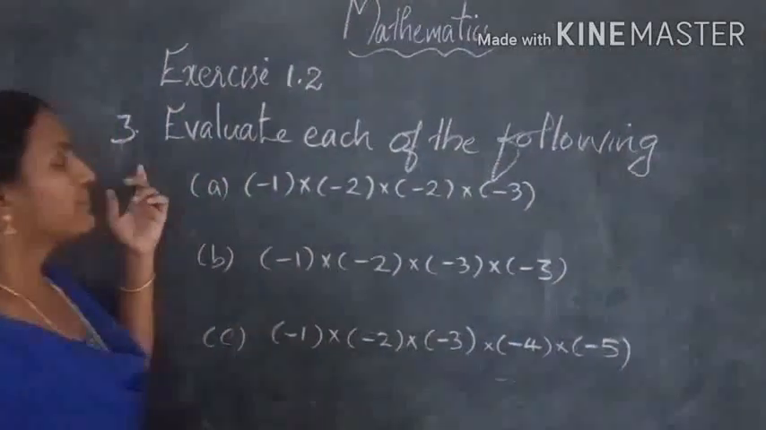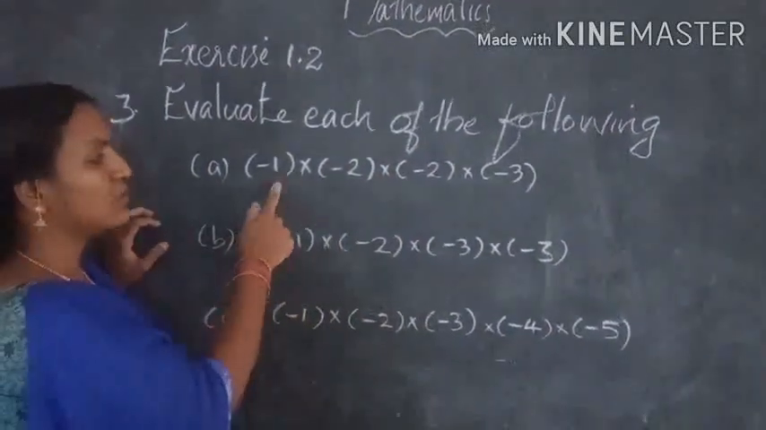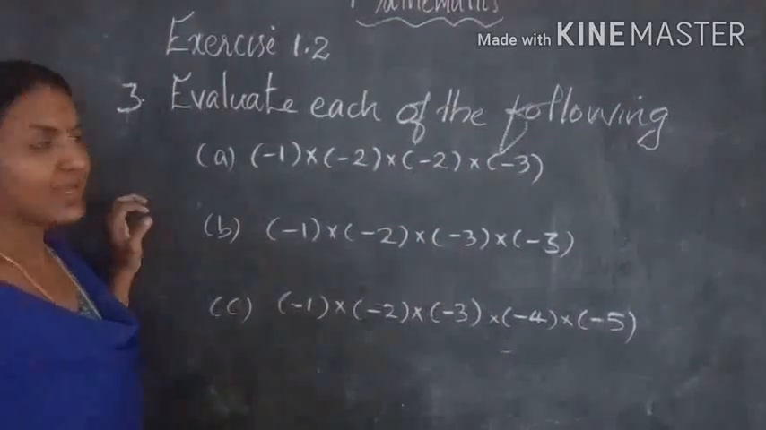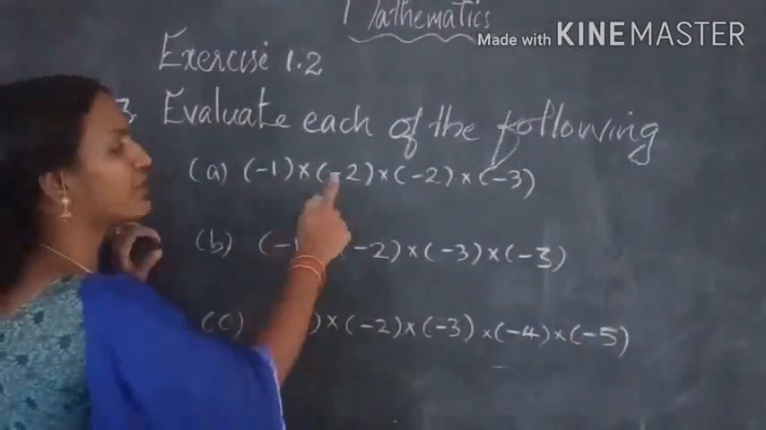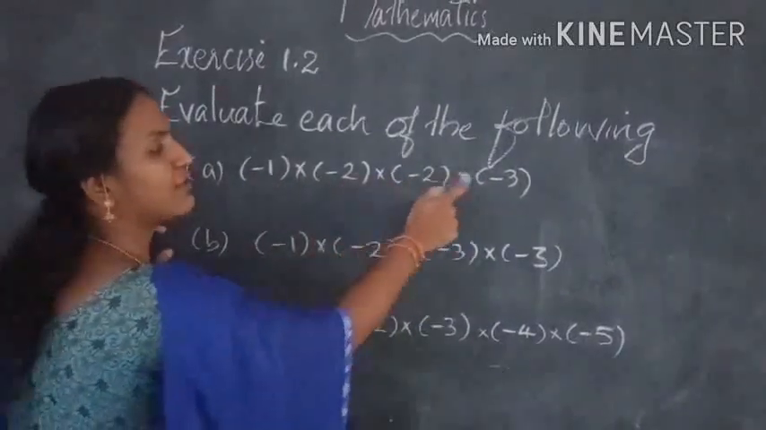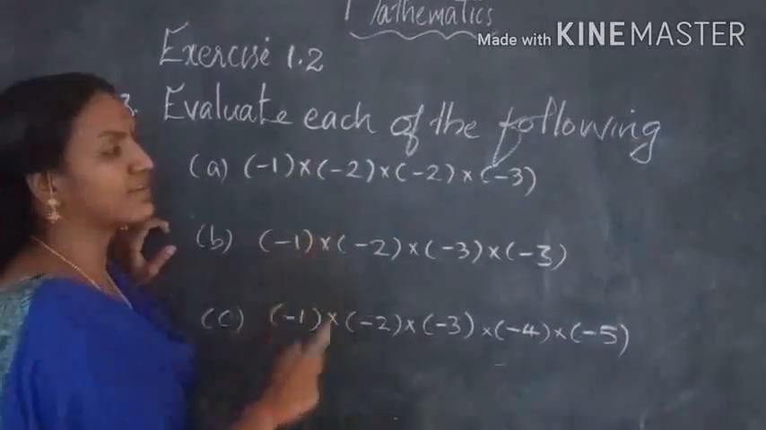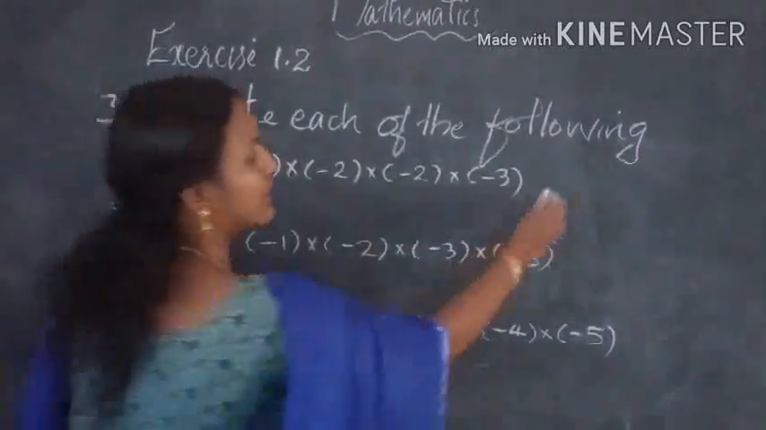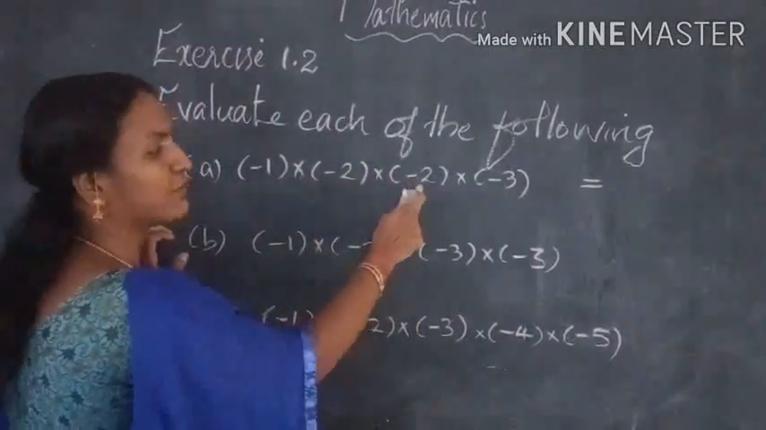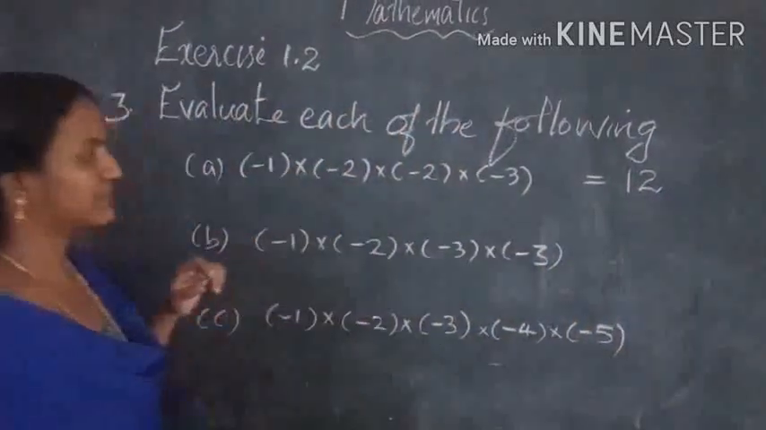Next question, evaluate each of the following. Minus 1 into minus 2 into minus 2 into minus 3. Here there are 4 negative signs. 1, 2, 3, 4. 4 negative signs, 4 is even, so the answer will be positive. Is equal to plus, 1 2s are 2, 2 2s are 4, 4 3s are 12. The answer is plus 12.